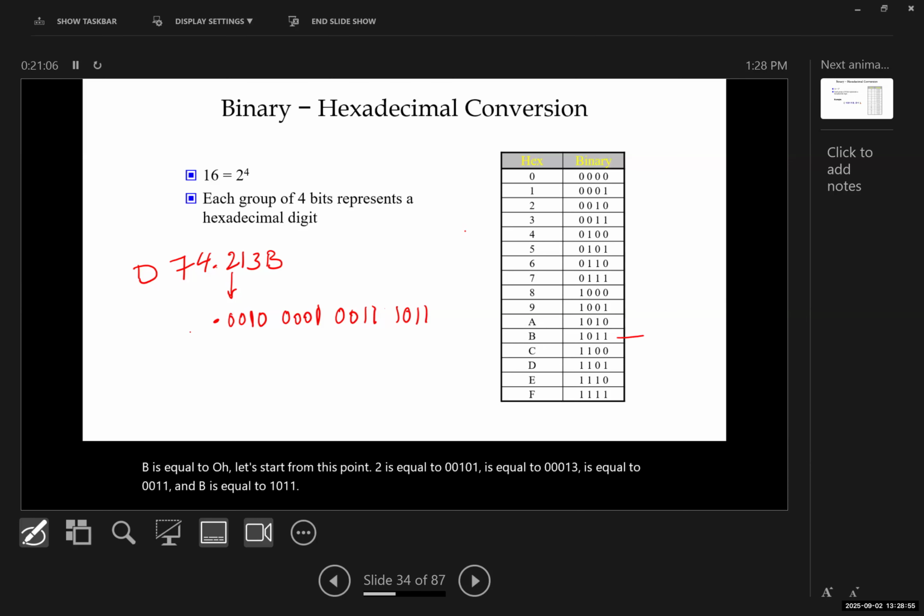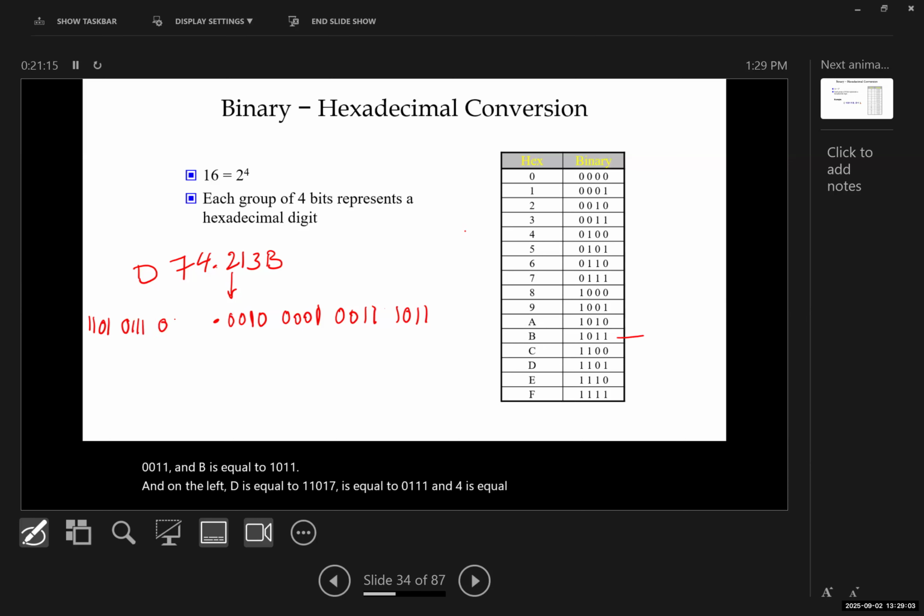And on the left, D is equal to 1101. 7 is equal to 0111. And 4 is equal to 0100. Am I correct? D, thank you, 7, 4, 2, 1, 3, B. I do it in my mind, so please double check it sometimes.